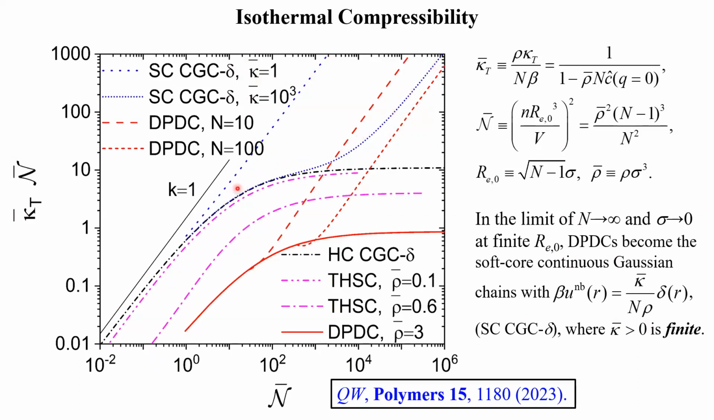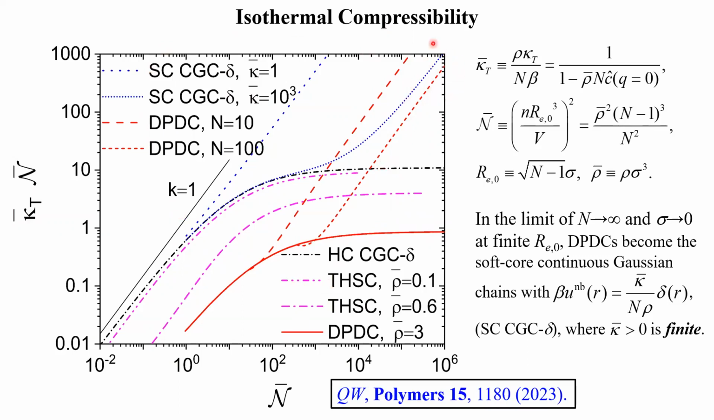We therefore see that the behavior of soft core models at large n bar depends on how n bar is varied. That is, kappa T bar is inversely proportional to n bar when n is varied at fixed rho bar, but is independent of n bar when rho bar is varied at fixed n. This is the central result of our work.